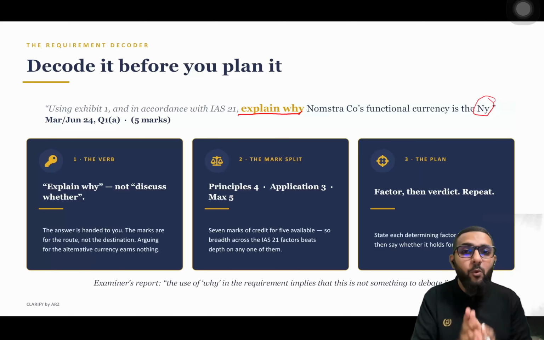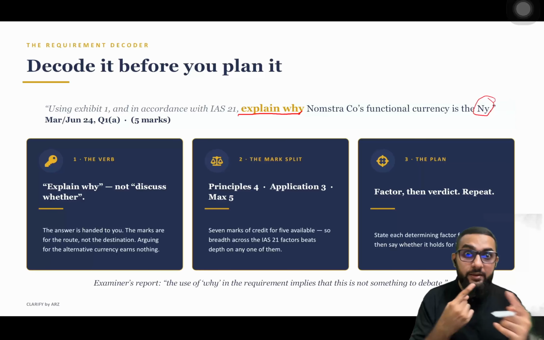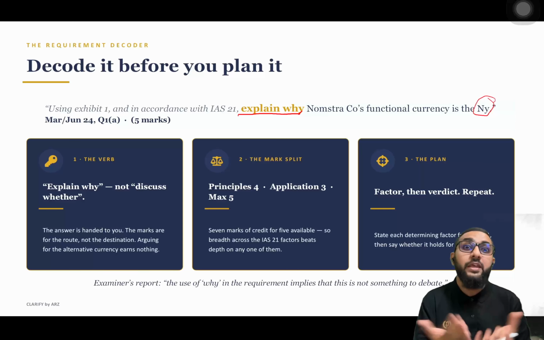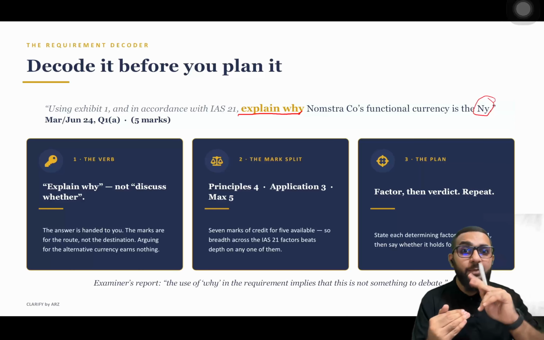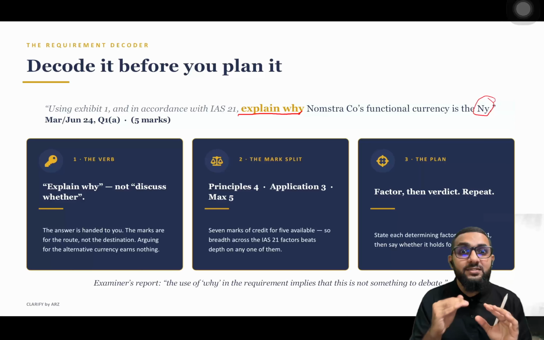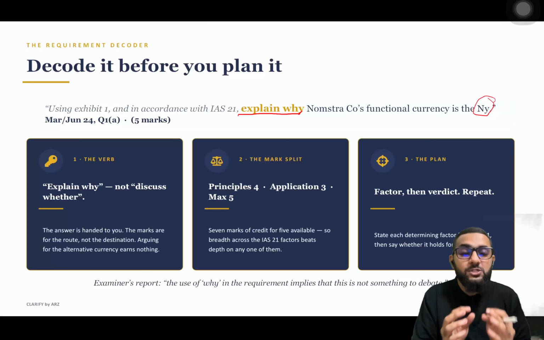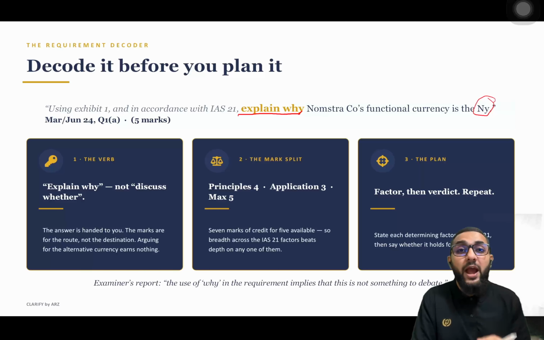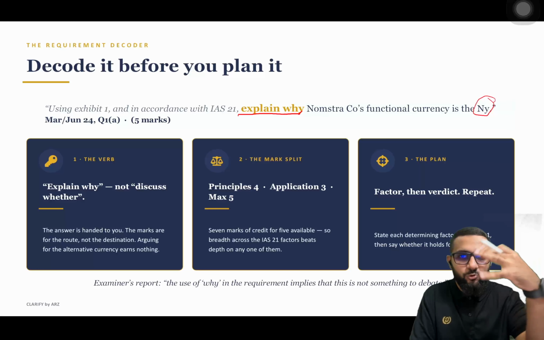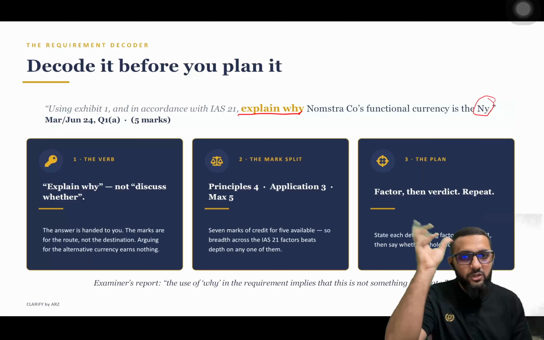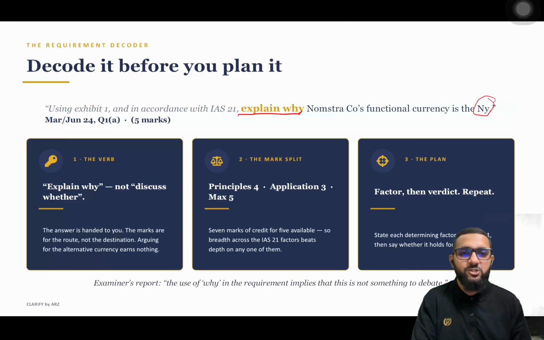So stick to the requirement. Okay. They are not asking you to discuss whether NY should be the functional currency or not. If discuss comes in, then you can take both sides. But here they're asking you to explain why Normstra's functional currency is NY. Then you have to explain why it is NY. Don't focus on anything else, because the answer is given to you. You just have to explain through the scenario and through the standard knowledge application.